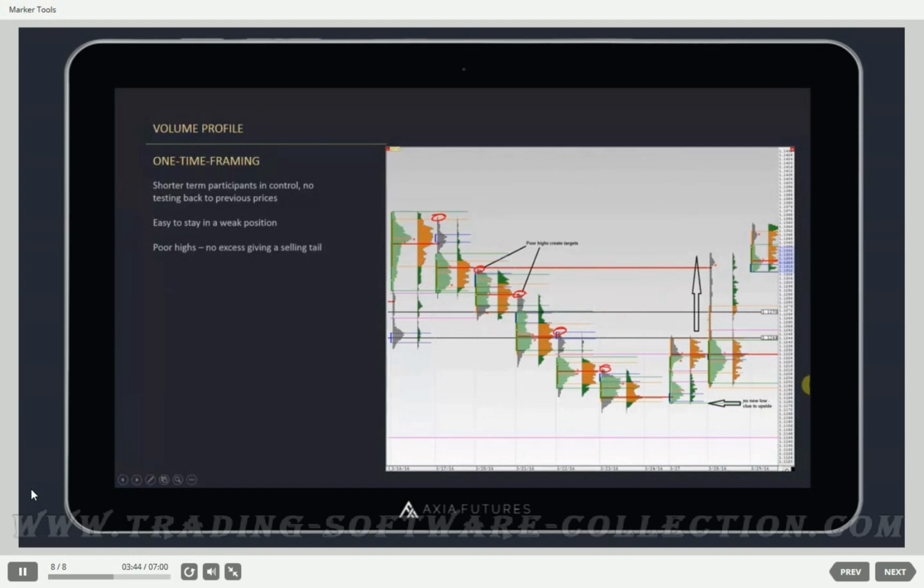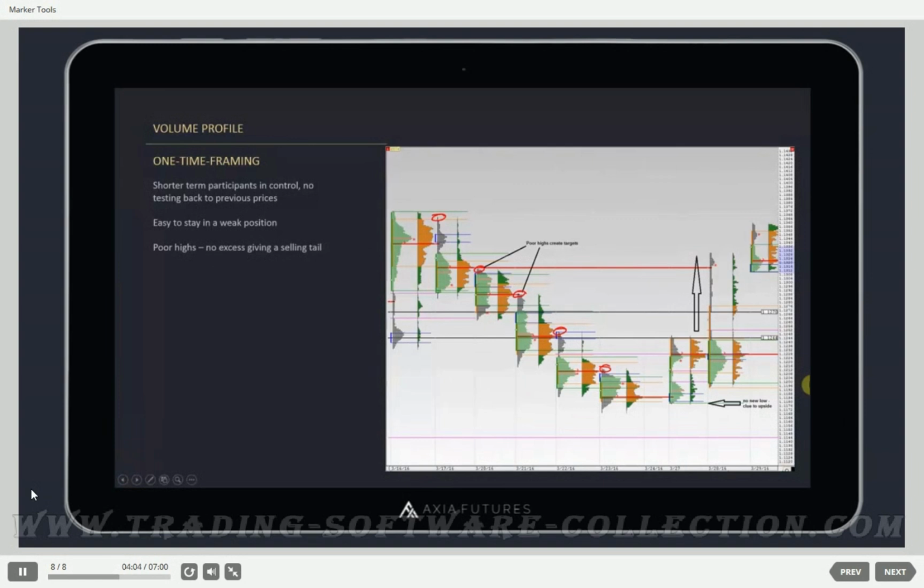What this is showing is that the market is never testing back, but also because you're not seeing any extension, you're not seeing any real initiative lower either. It indicates that shorter term players are in control of the market. There's no real initiative, there's no attempt to really test back either.